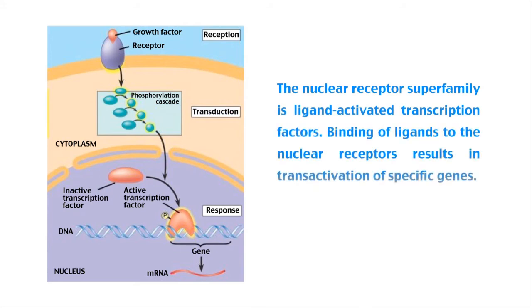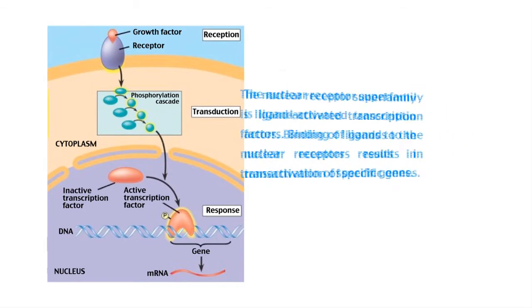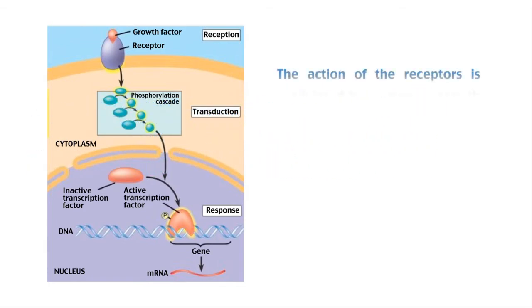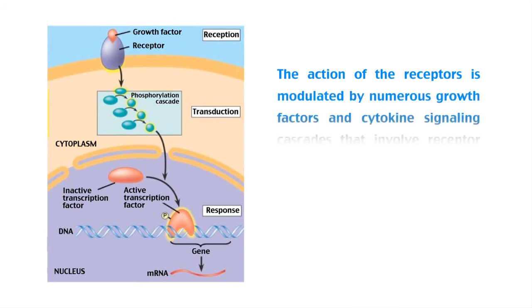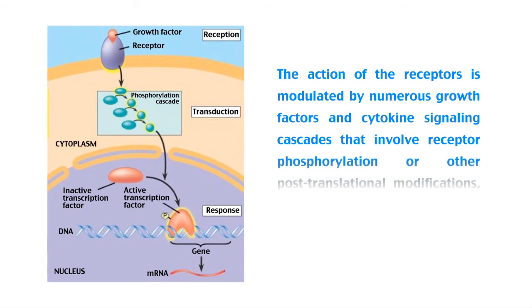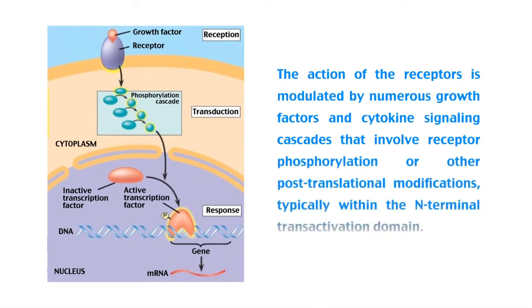Binding of ligands to the nuclear receptors results in transactivation of specific genes. The action of the receptor is modulated by numerous growth factors and cytokine signaling cascades that involve receptor phosphorylation or other post-translational modifications, typically within the N-terminal transactivation domain.